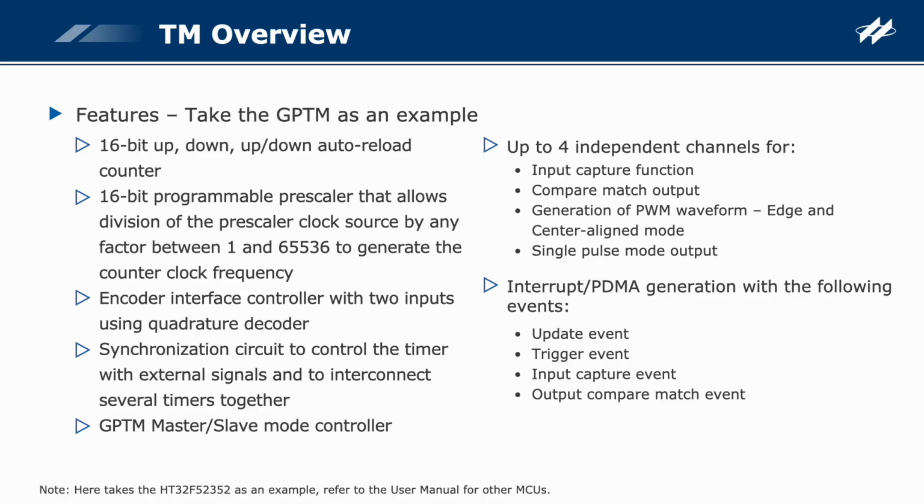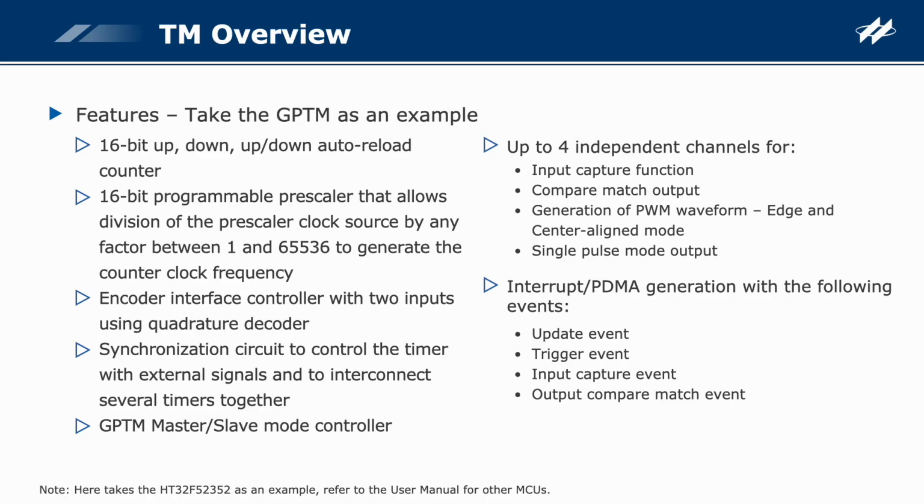The GPTM has four independent channels for input capture, compare match output, generation of PWM waveform and single pulse mode output. The SCTM only has one input and output channel. The PWM does not have an input channel. In the input capture mode, the TM can capture the rising or falling edge of an input signal.